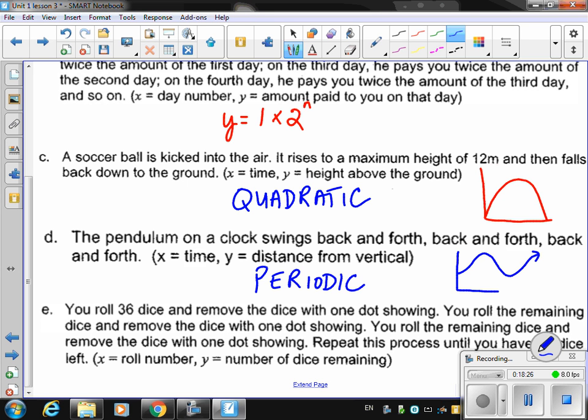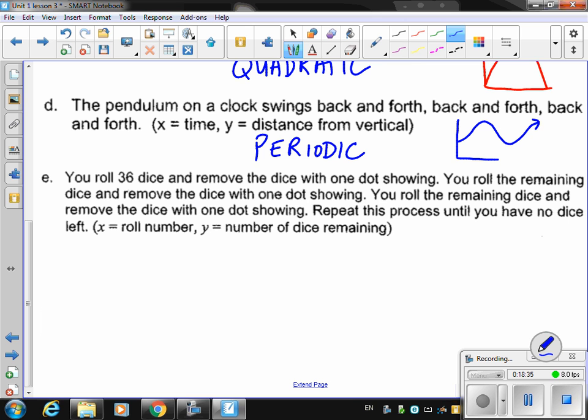Lastly, you roll 36 dice and remove the dice with 1 dot showing. You roll the remaining dice and remove the dice with 1 dot showing. Over and over again, we keep removing the dice with ones. You have a 1 in 6 chance of losing a die. Chances are pretty good that you're going to keep 5/6 of the number of dice that you have at any time, over and over again. If you multiply by the same number over and over again, you have exponential growth.